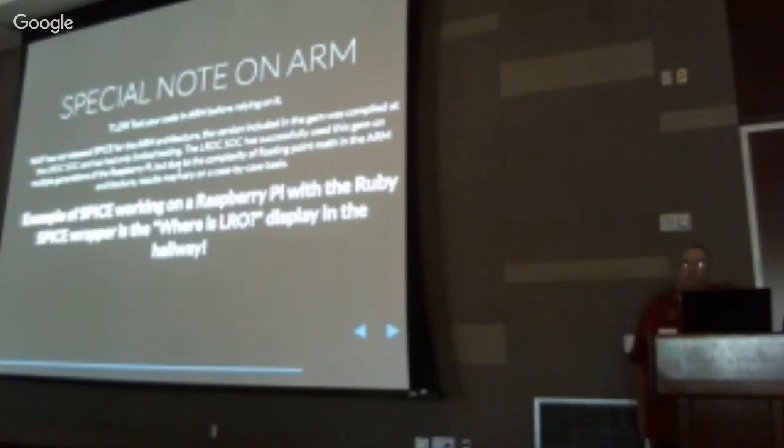We suspect it would work on other small ARM chips as well, but definitely test it yourself before you rely on it. We believe the failure mode of ARM is it just wouldn't work, it wouldn't give you bad numbers. Definitely test yourself if you're going to use the ARM architecture. In the hallway, we have our Where's LRO display out there that is running on a Raspberry Pi, dynamically calculating LRO's position using Spice, so it does work.